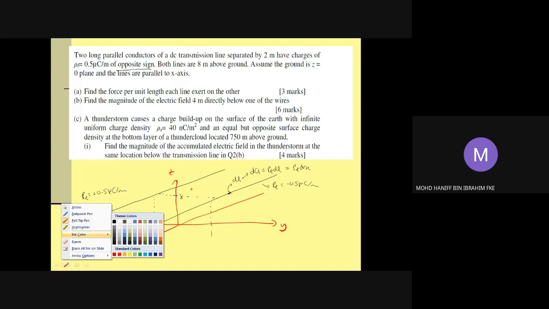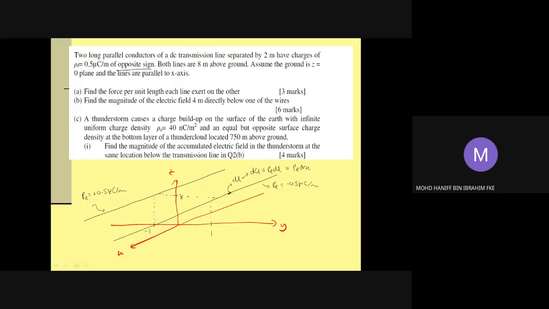Okay, let's just screen the color. So let us, okay, that should be the line chart. This is the E field, yeah? That should be the E field produced by a positive rho L to this particular point. Okay, we know that this is infinite in length, yeah?